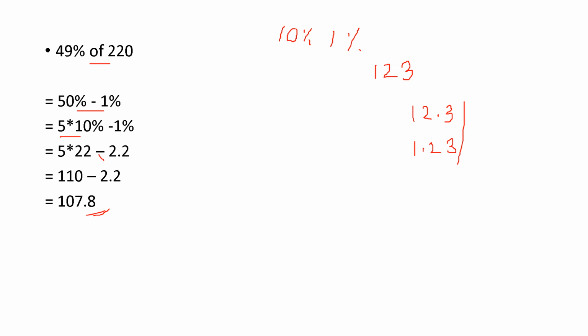So this is the basic thing behind percentage. And then see here 50 percentage. So 5 into 10 percentage. So 10 percentage we know. Find the 10 percentage of the number and then multiply by 5. Okay. And then 1 percentage we know 1.23. And then here subtraction, or else based on this. If addition means go for addition. If subtraction means go for subtraction.